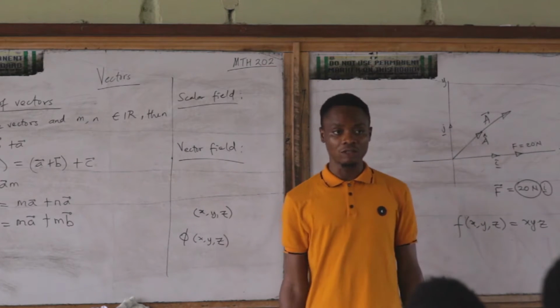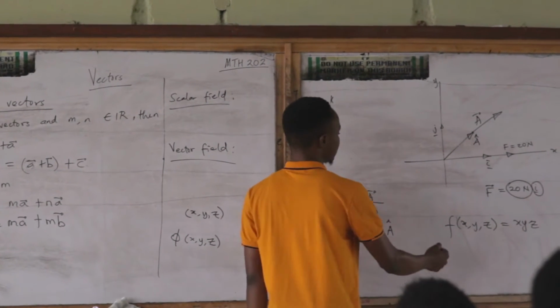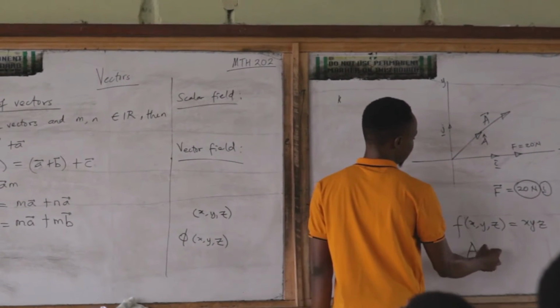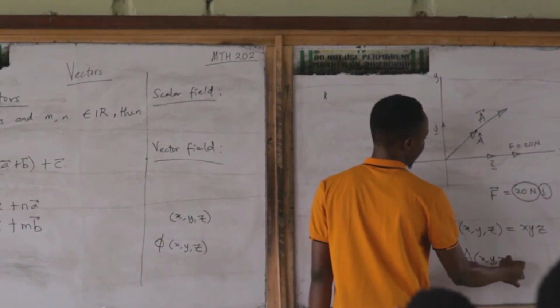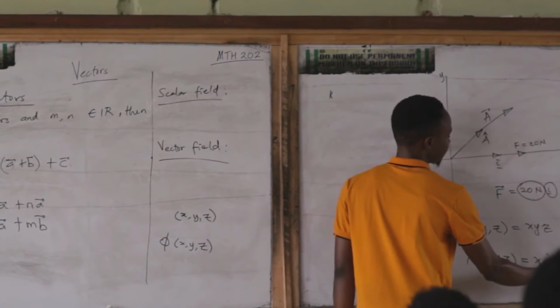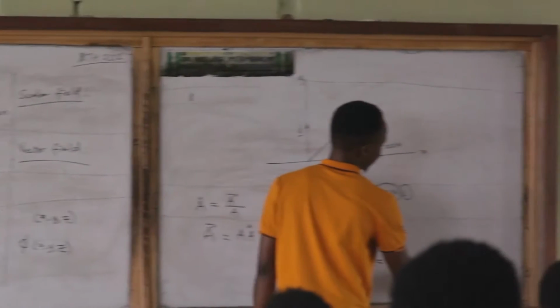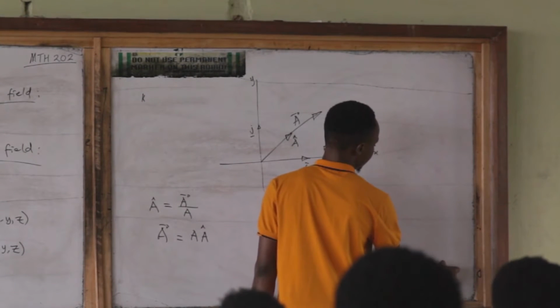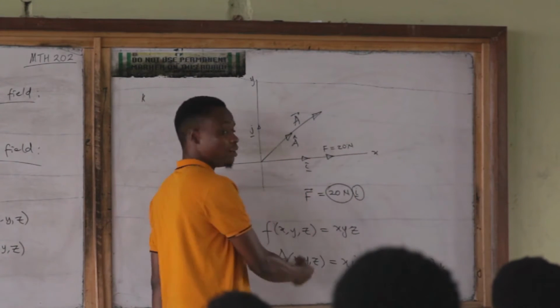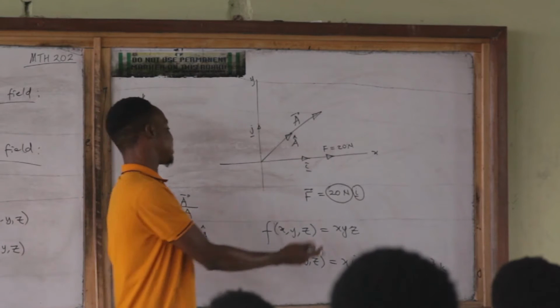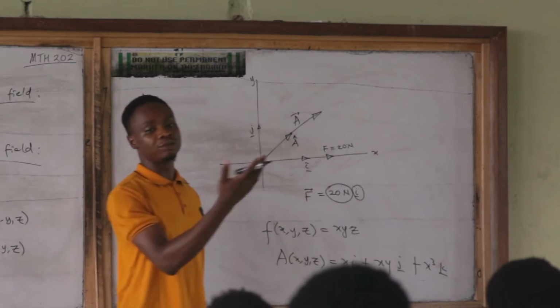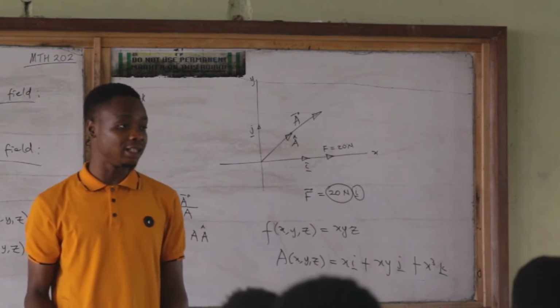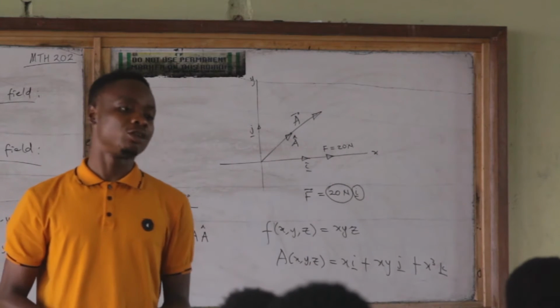Does that make sense to you at all? It would be different if I had something like this. Maybe I have something like A of x, y, z is equal to xi plus xy j. You understand what I'm doing? Plus x cubed k. Okay, this would be a vector function because it takes in the input x, y, z and produces a vector. You understand this idea now? So that's what I mean by a scalar function.